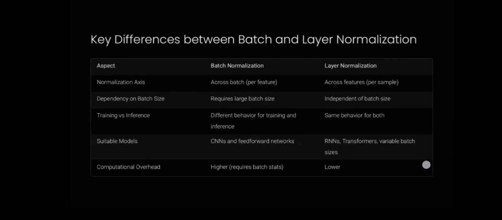Then the aspect of training versus inference. In batch normalization, there is different behavior for training and inference. In layer normalization, the behavior is the same for both. Then suitable models: in batch normalization, CNNs and feed-forward neural networks. In layer normalization, RNNs, transformers, and variable batch size. Computational overhead is higher in batch normalization and lower in layer normalization.